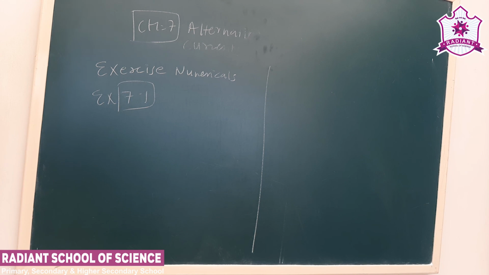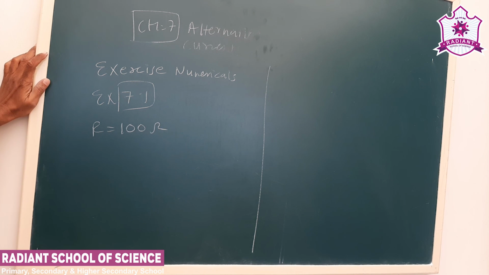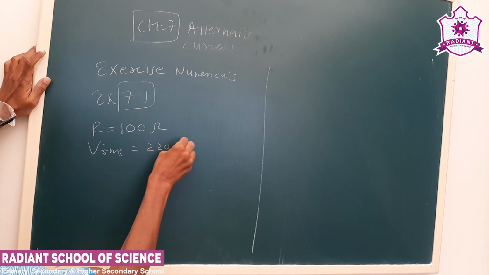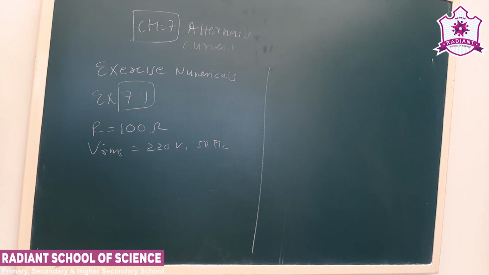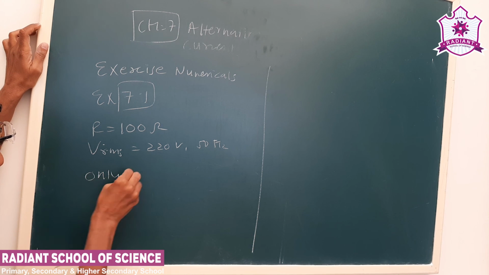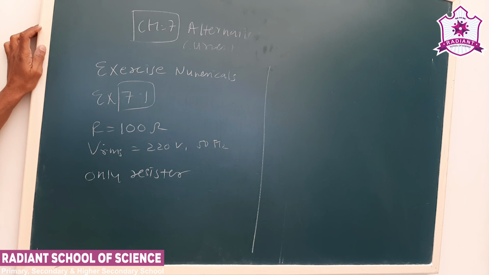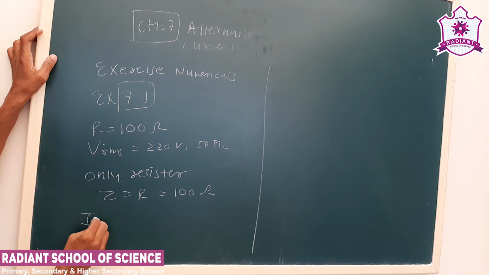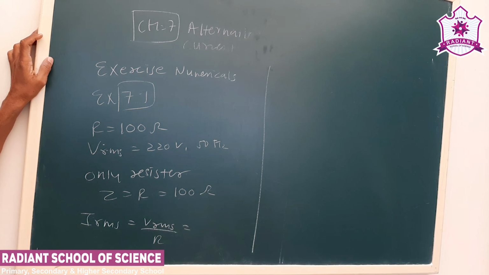Now see, the question says a 100 ohm resistor is connected to an RMS voltage source of 50 hertz. We have to calculate the current and the power. Now see, Irms here: the circuit has only a resistor, so Z is equal to R. Irms is Vrms upon R. See, Vrms is given here.